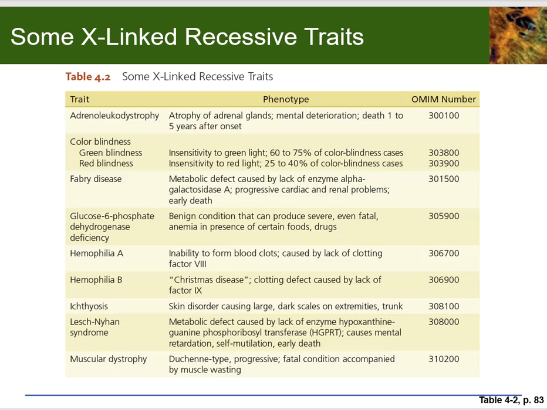Here are some X-linked recessive traits. Probably most prominent ones, green blindness and red blindness under colorblindness there. G6PD, or glucose-6-phosphate dehydrogenase deficiency. This is a benign condition that can produce severe, even fatal anemia in the presence of certain foods and drugs. Hemophilia A and B. Ichthyosis, which is a skin disorder causing large dark scales on extremities and trunks. And muscular dystrophy.